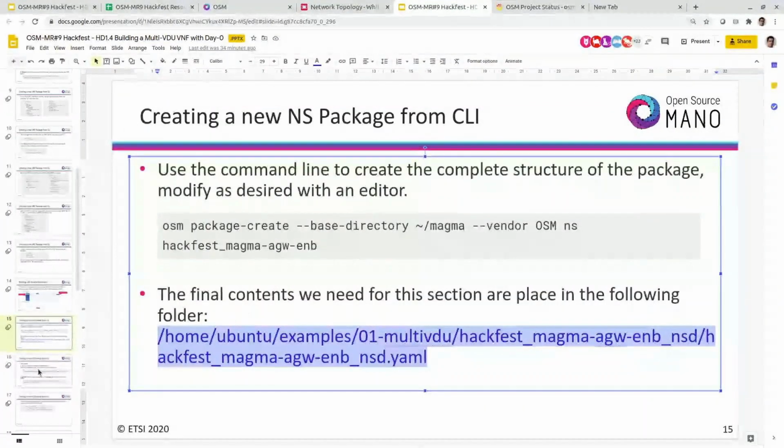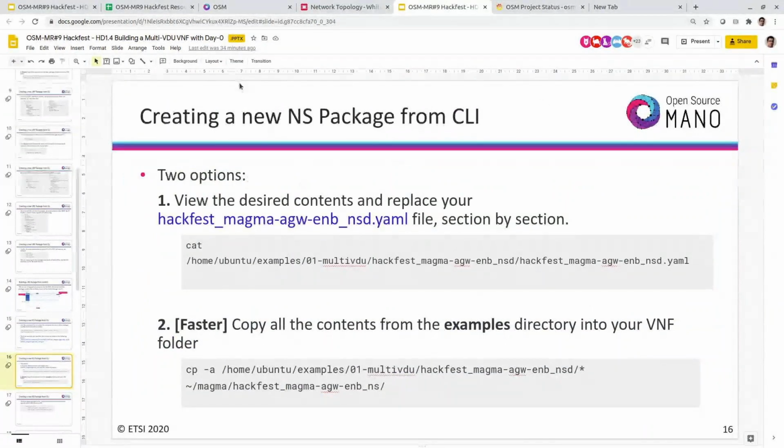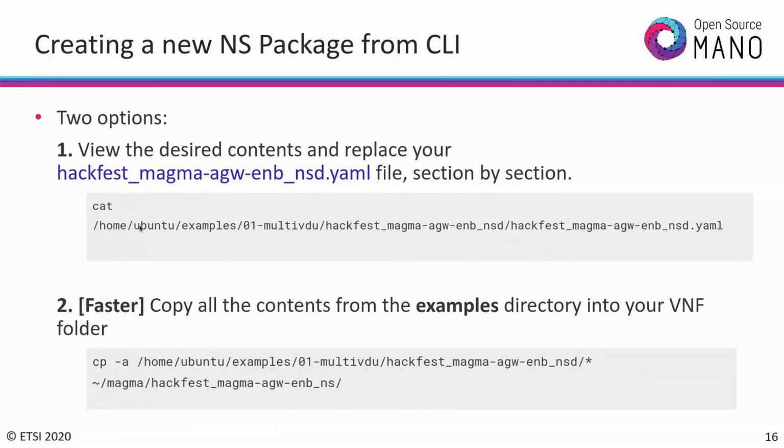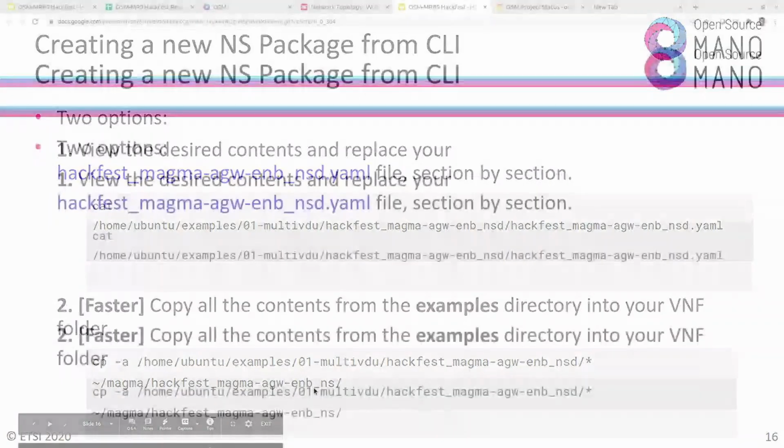So we have two options to reach this new network service. We either compare and start copying and pasting, or maybe just manually typing the attributes we want. So if you already have experience with OSM, or you have time, you can go to this option, or you can just copy the final example to your folder. I will do this.